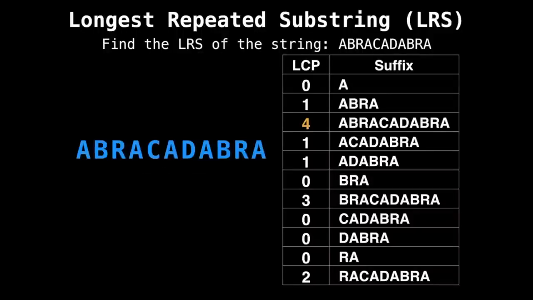So here again is abracadabra. Since our LCP value was 4, we know that the first 4 characters from the suffix abracadabra forms one part of the repeated substring.